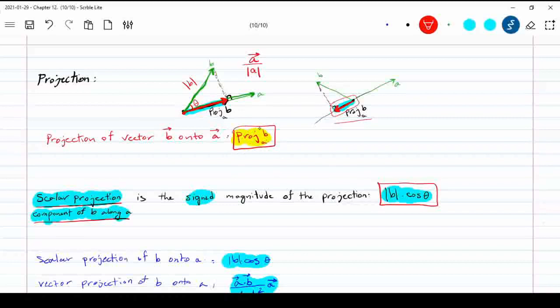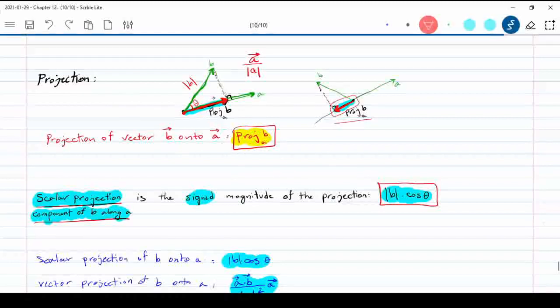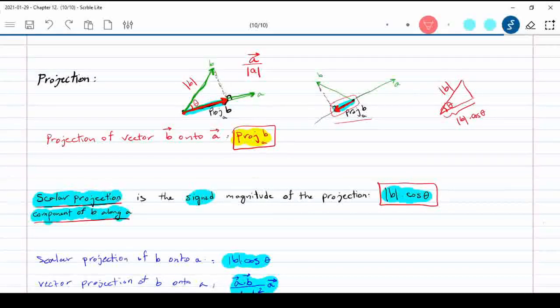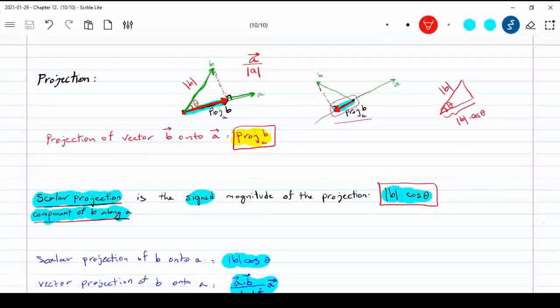But before we find the formula for this projection, let's mention that you can find the magnitude of this vector just by looking at the triangle. If you have this magnitude, which is magnitude of B, and if you have the angle theta, and I ask you what is this length, the length should be magnitude B times cosine theta by trigonometry. So I can basically find the magnitude of this projection.